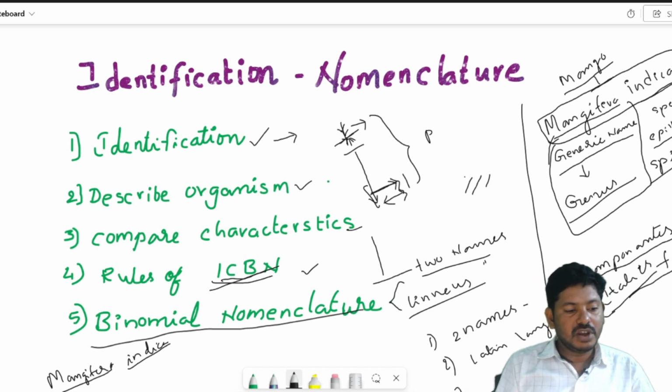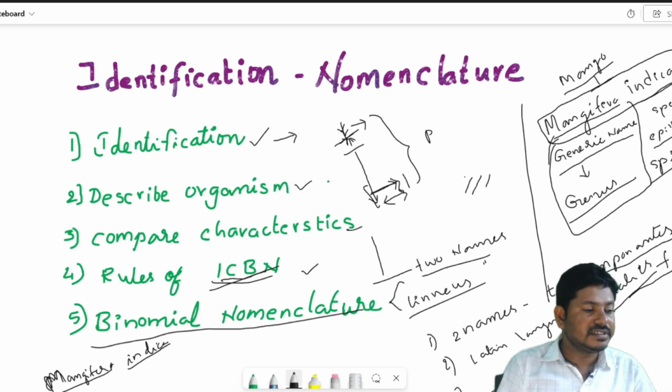The fourth rule of the ICBN is that the first letter of the genus must be written in capital letter, and the first letter of the second component is written in small letter.